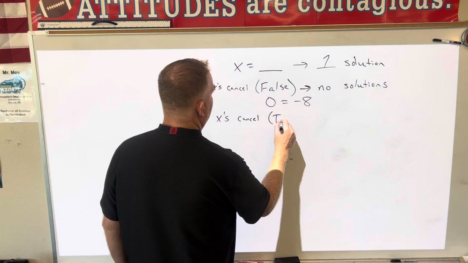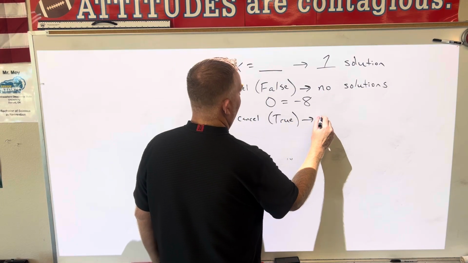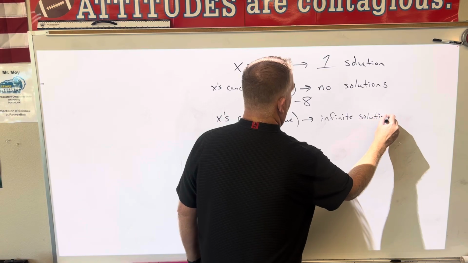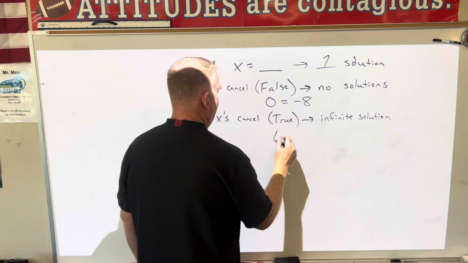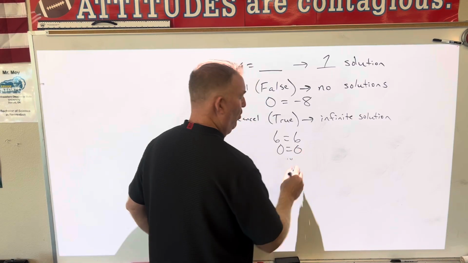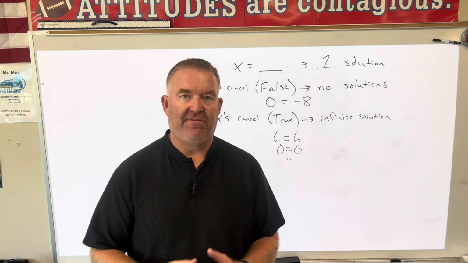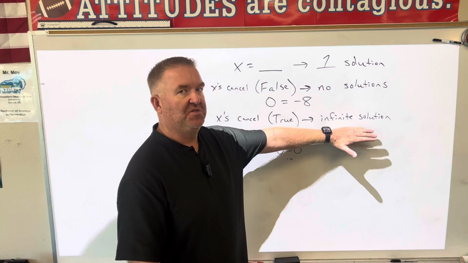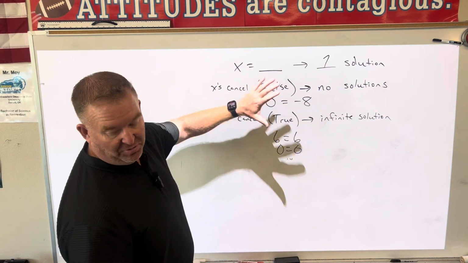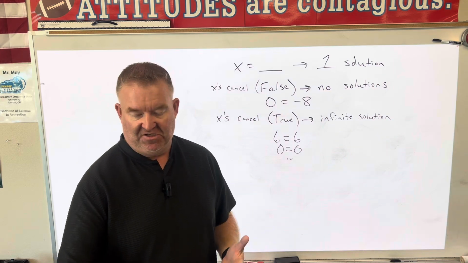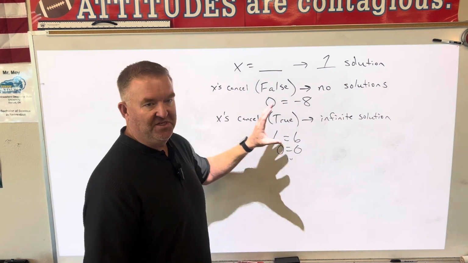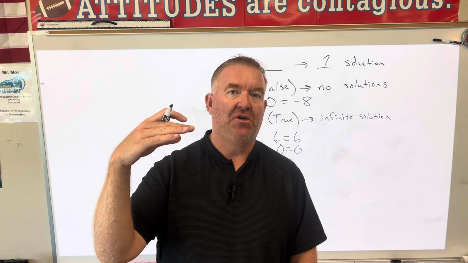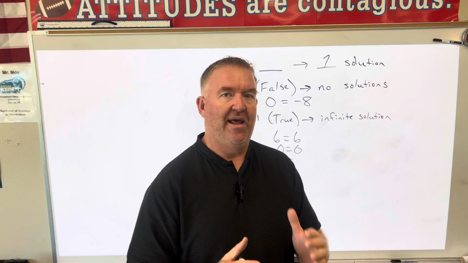If the x's cancel and you're left with a true statement, that's where you get infinite solutions. In other words, 6 equals 6, or 0 equals 0, or whatever. If you get a number that equals that number, that is a true statement. What that means is you're going to have infinite solutions, which means you can put any number you want. So the last part, well, I don't know if it's going to be the last part on your test, but just the way it printed out for me, you're going to have 3 questions, and it's not going to ask you to solve it. It's going to ask you to identify no solution, one solution, or infinite solutions. So you need to know how to do that, okay?